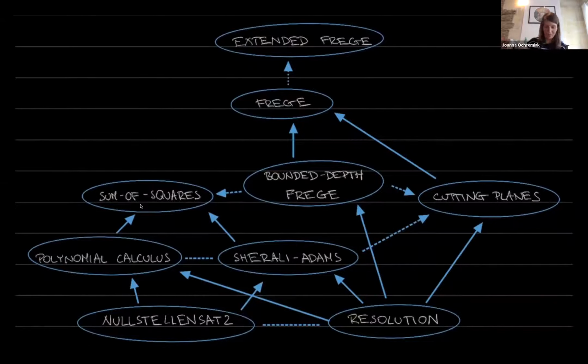One more thing on this slide is that here there is a cut. We know that all the proof systems below this line are not polynomially bounded. We know about unsatisfiable propositional formulas which require proofs of exponential size. And for extended Frege and for Frege, we don't know. Perhaps those proof systems are polynomially bounded. Probably not, but it hasn't been refuted.